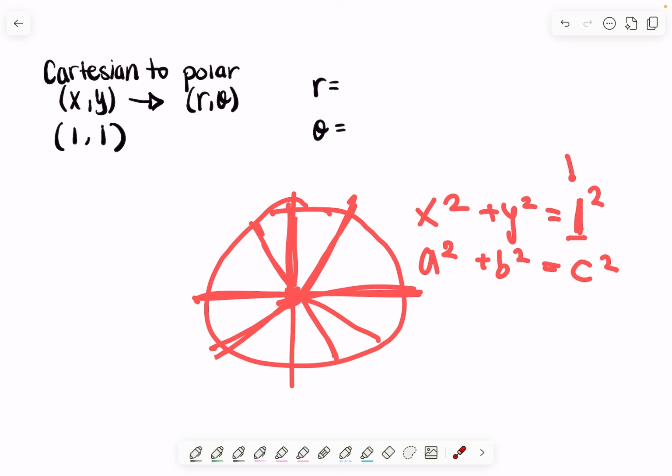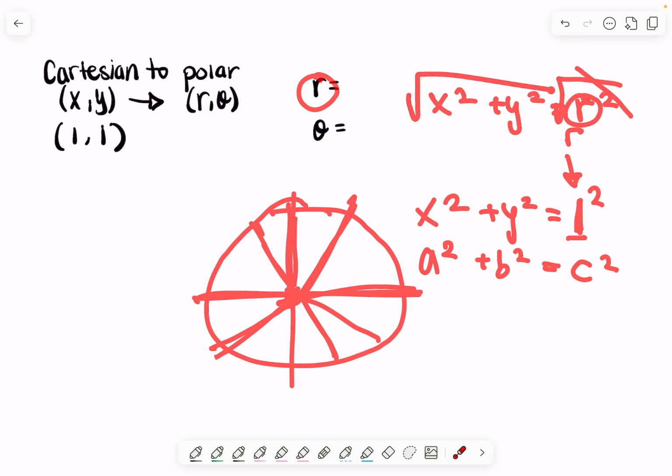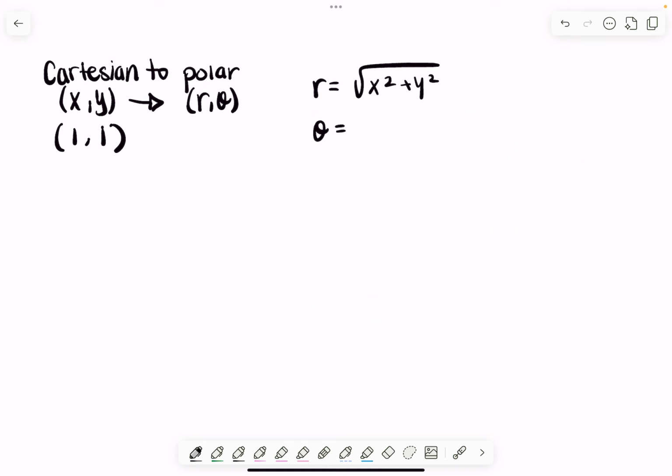So this 1 here represents the radius. So we're really saying x squared plus y squared is equal to the radius squared. And if we want just radius, then how about we just solve for r by taking the square root, which cancels this out, but whatever we do to one side we have to do to the other. So we're left with the fact that r is equal to the square root of x squared plus y squared. Or you can just memorize it.